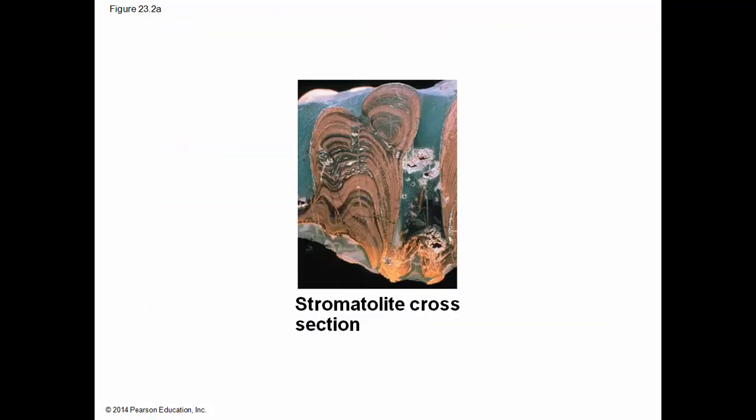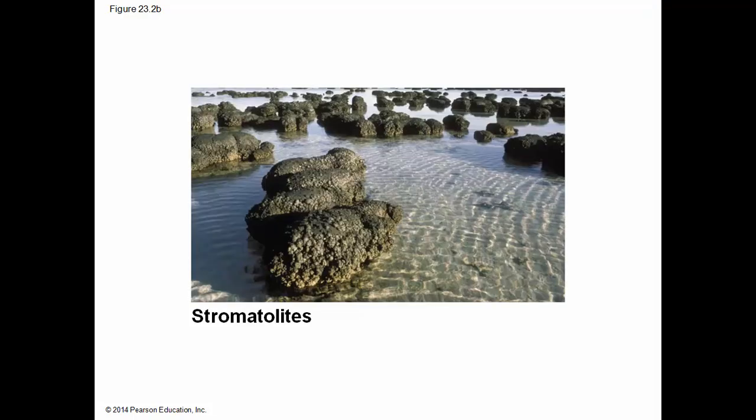Here's a stromatolite cross-section. It shows layer upon layer as the bacteria grow each year. They accrue more and more calcium carbonate. Here are the stromatolites of Hamelin Pool in Australia. Living organisms. They look like rocks.